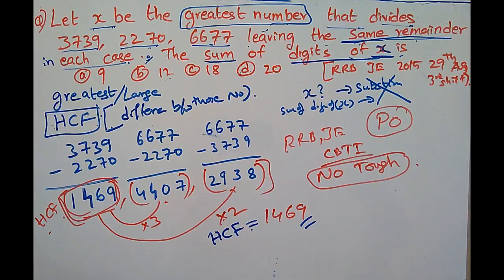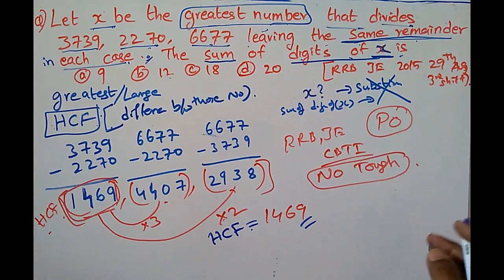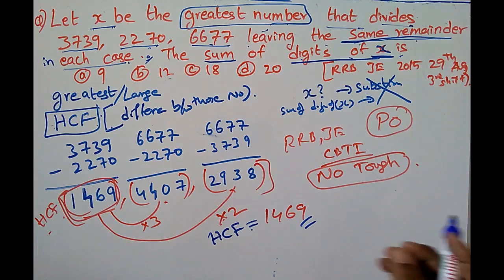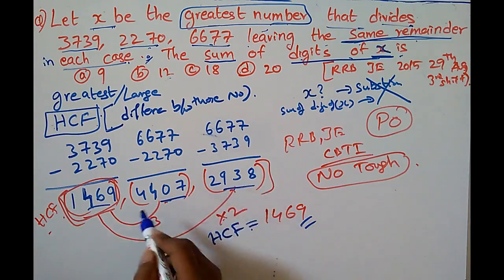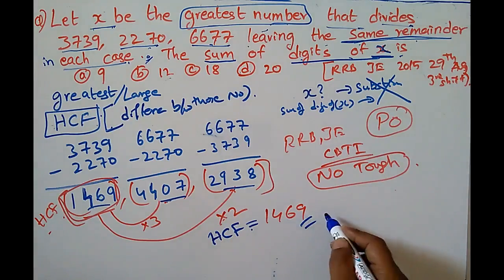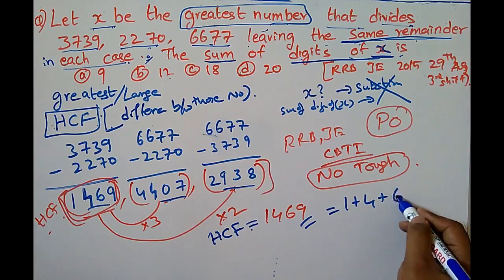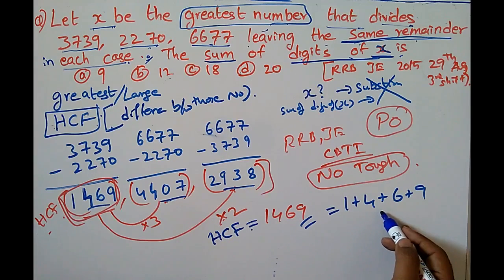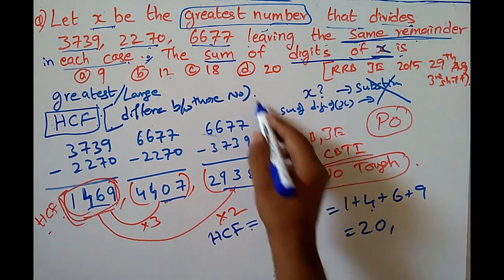So at times you have to think that the exam will be very easy. Even if the question appears very difficult, there will be a small clue within the numbers so that we will find the HCF or any answer within those numbers itself. Okay friends, what is the question? Sum of the digits. 1 plus 4 plus 6 plus 9 is 15, and 5, 20. So the answer is D.